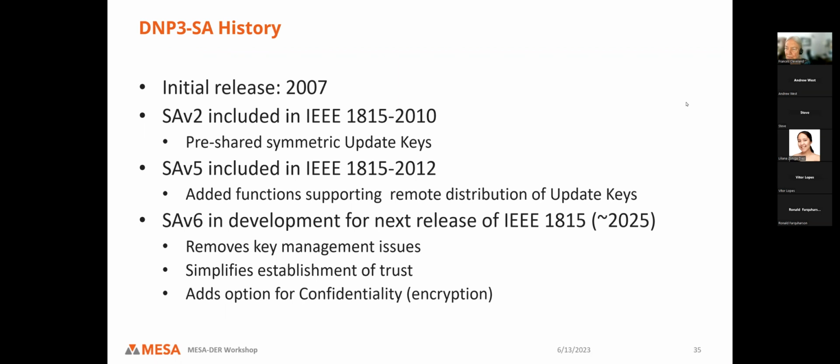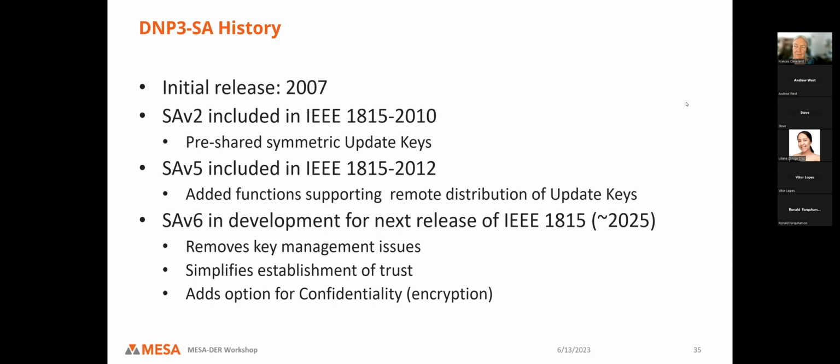The other thing that we're adding in SAV6 is an option for confidentiality or encryption of the payload data for those applications that do need security or secrecy of the actual communication data. And that's a new feature, and that's been enabled by some of the recent advances in cryptographic algorithms that are much more efficient computationally.